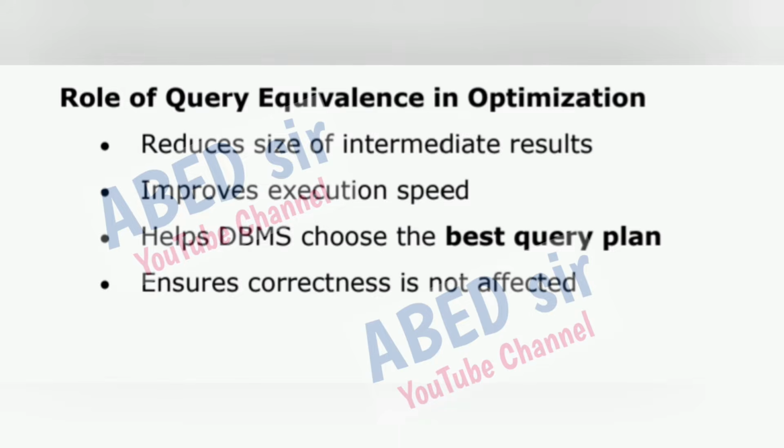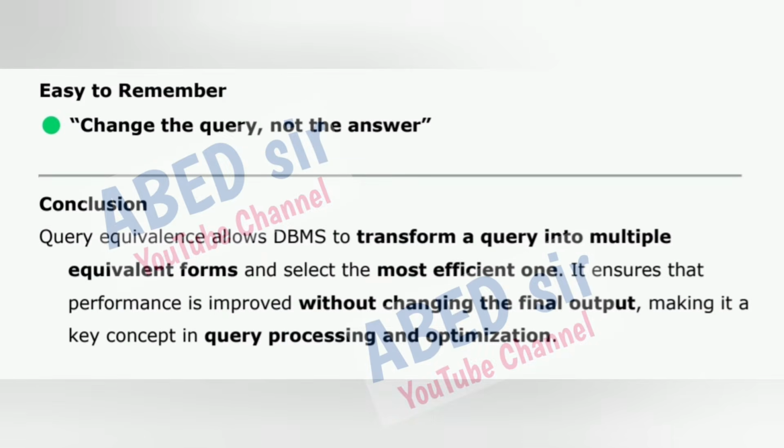Role of query equivalence in optimization. Reduces size of intermediate results. Improves execution speed. Helps DBMS choose the best query plan. Ensures correctness is not affected. Easy to remember: change the query, not the answer. Conclusion. Query equivalence allows DBMS to transform a query into multiple equivalent forms and select the most efficient one. It ensures that performance is improved without changing the final output, making it a key concept in query processing and optimization.